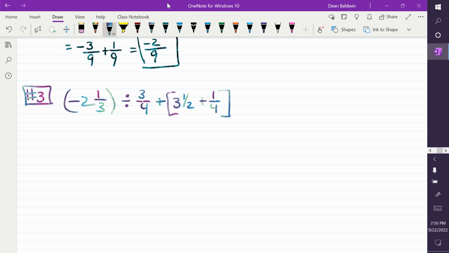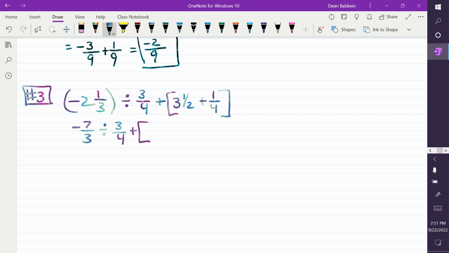What do I not like in particular? Mixed numbers. That would be my first step. I'm going to clear all the mixed numbers, convert them all to improper fractions. So, what is this negative 2 1/3? Yeah, it becomes negative 7 over 3. Because 3 times 2 is 6, plus 1 is 7. Negative stays out in front. Divided by 3/4, just stays as 3/4.